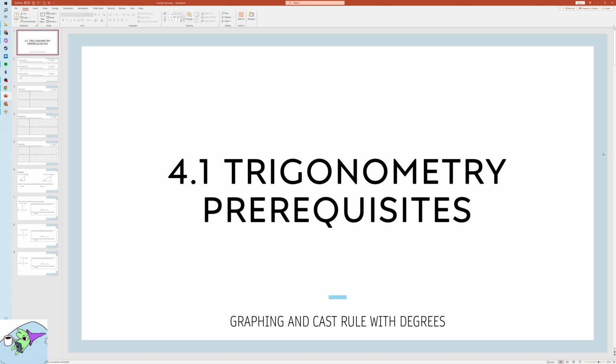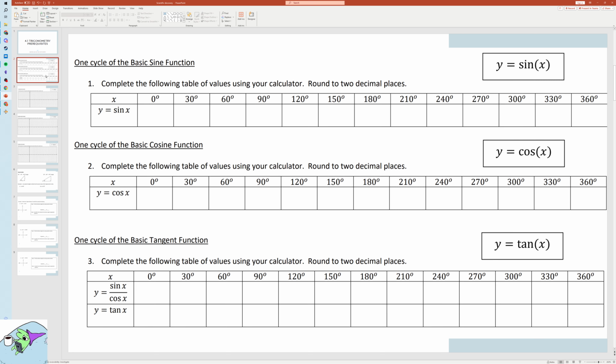All right, hello grade 12s. We're going to be starting our first lesson, quote unquote lesson, in trigonometry. We're going to be mostly looking back at grade 11 material and refreshing ourselves. We're going to start with our graphing journey here.